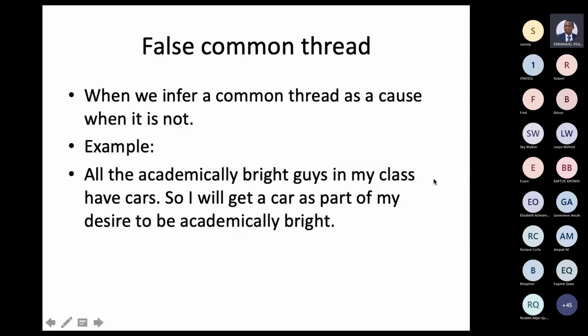Example: all the academically bright guys in my class have cars, so I'll get a car as part of my desire to be academically bright. This is the fallacy of associating the wrong, false common thread. You notice that all the academically bright guys in your class have cars. You still need further investigation to know whether just having a car will make you academically bright.